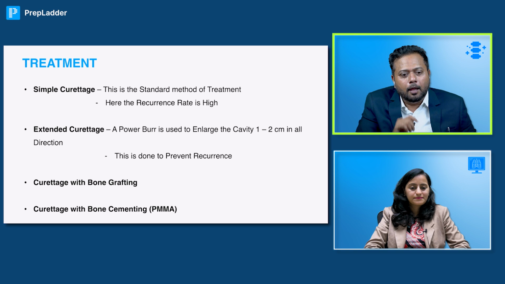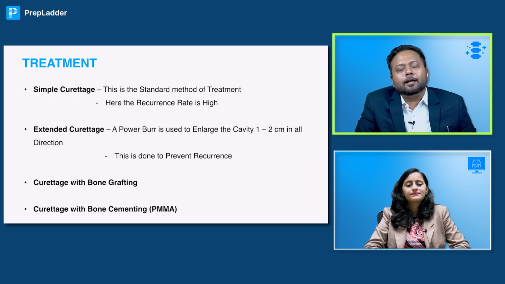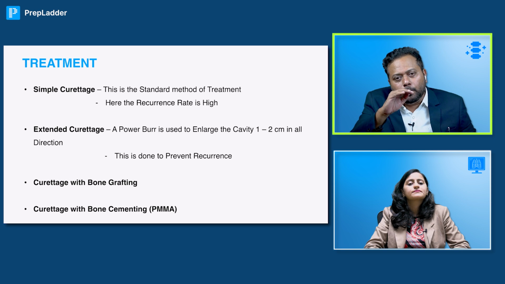Okay, we'll move on to the treatment, the final part: simple curettage. This is the standard method of treatment. Simply curetting out the lesion, but the recurrence rate is there. So extended curettage, what is that? You are using a power drill, 1 to 2 centimeters widely, you are curetting it out, but you are removing a lot of bone, so a dead space will be there. That itself can cause pathological fracture.